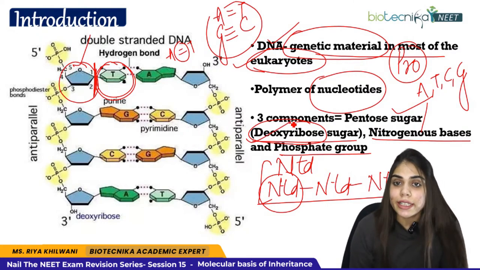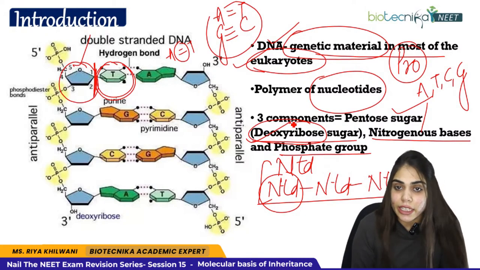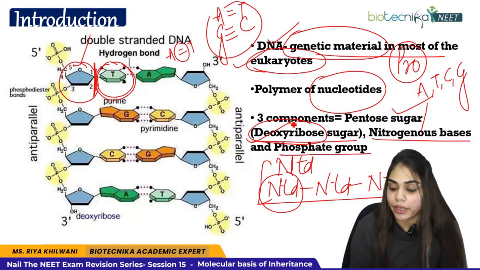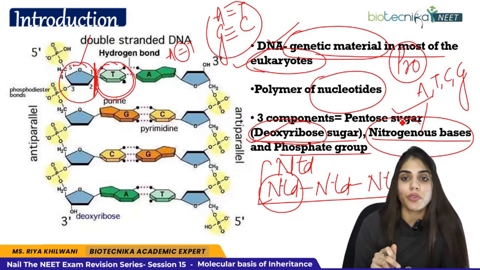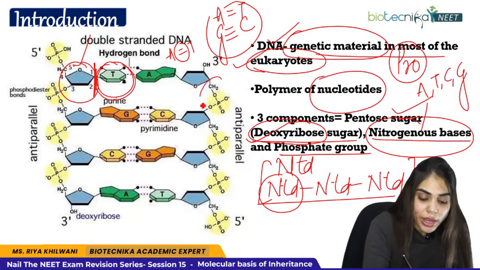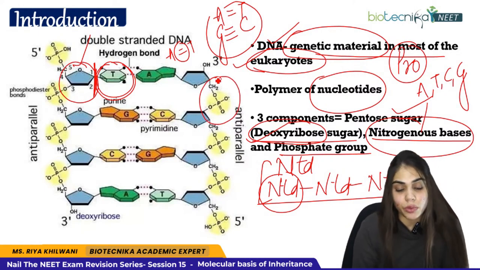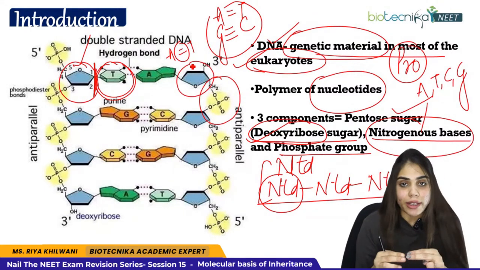And that is why the full form of DNA is deoxyribonucleic acid, because it is an acidic component containing a deoxyribose sugar. And it also has nitrogenous bases, in the form of A, T, G, C. Along with it, it also has a phosphate backbone. So how are this sugar and phosphate backbone connected?